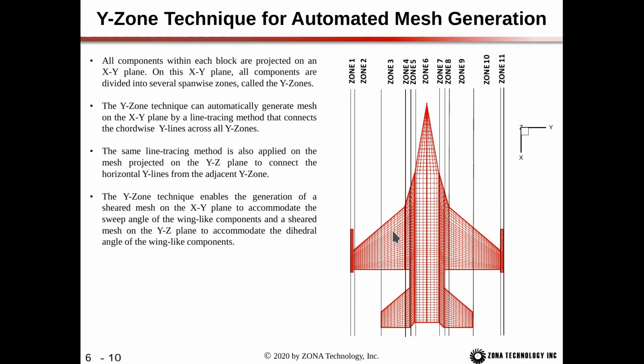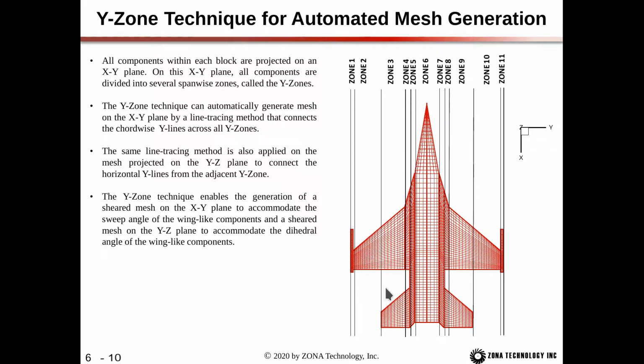The same line tracing method is also applied on the mesh projected on the YZ plane to connect the horizontal Y lines from the adjacent Y zone. And then the YZone technique enables the generation of the sheared mesh on the XY plane to accommodate the sweep angle of the winglike components, and a sheared mesh on the YZ plane to accommodate the dihedral angle of the winglike components. After we do each Y-zone, ZEUS just connects the Y-zones to each other, so we have one YZ line running all the way from the left to the right.